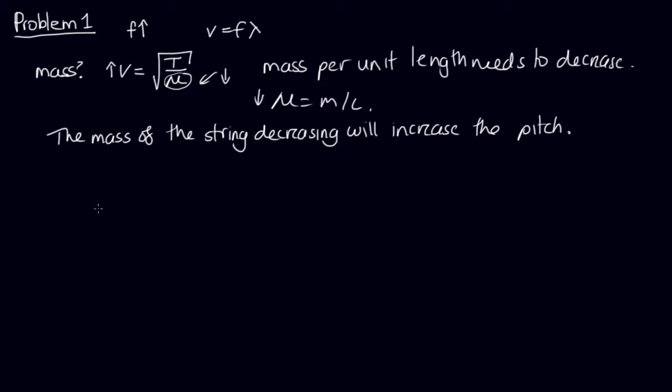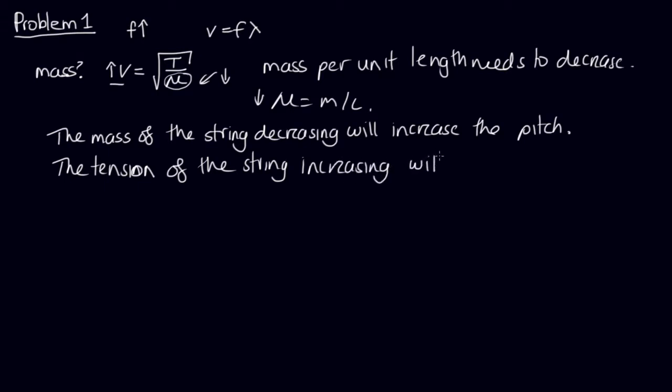So again, we want the velocity to go up, as we've written in this equation here. And for the velocity to go up, the tension needs to go up. So the tension, sorry, I didn't spell that right, tension of the string increasing will increase the pitch.